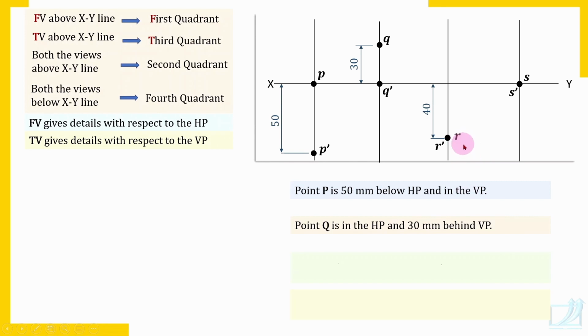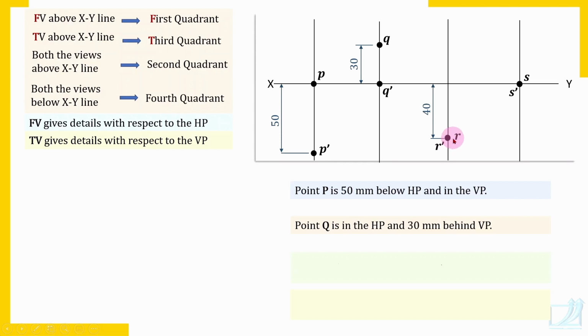Now what is distance of point R from HP? 40 millimeters. Front view gives distance from HP. And what is distance of point R from VP? Again 40 millimeters. But now you should say point R is 40 millimeters in front of VP. So point R is 40 millimeters below HP and 40 millimeters in front of VP.